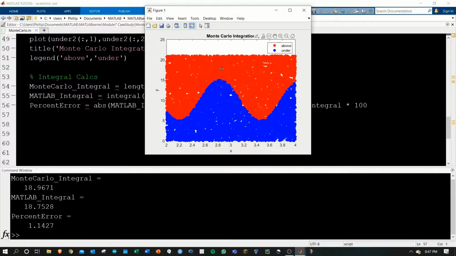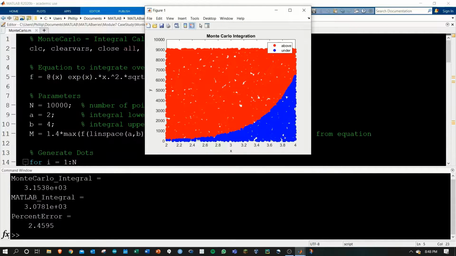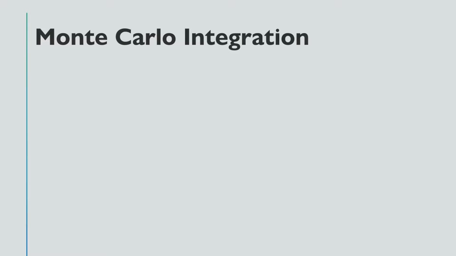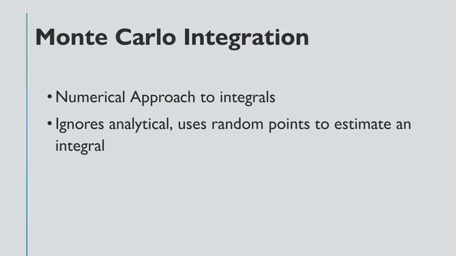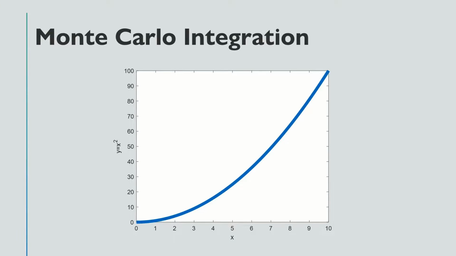Today, we'll cover Monte Carlo integration, starting with theory and then creating the two graphs shown here. Monte Carlo integration is a numerical approach to integrals. We ignore the analytical solution, and we're going to use random points to estimate an integral. This is best seen with a visual.